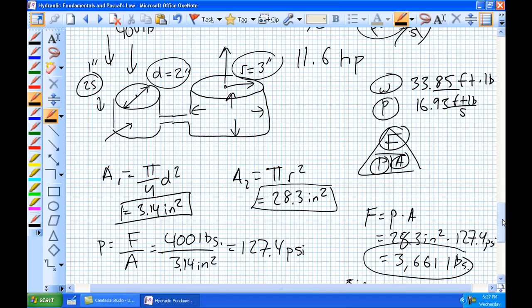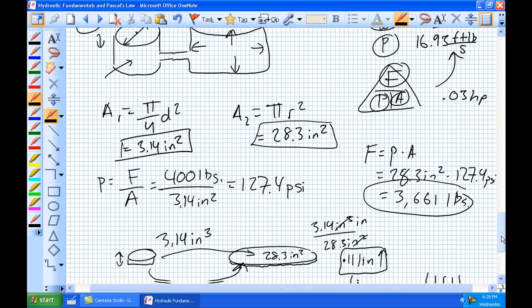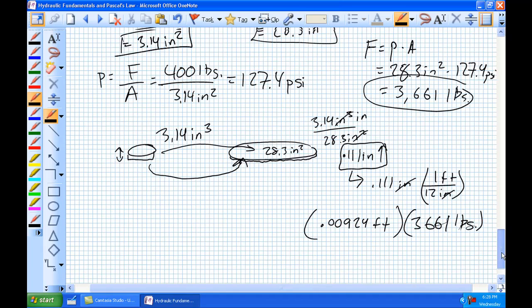We could go ahead, if we wanted to, convert this into horsepower. What is the horsepower requirement of such a system? Again, it would be incredibly low, because 16.93 foot-pounds per second, and if a horsepower is 550 foot-pounds per second, it's not even a horsepower, it's 0.03 horsepower.